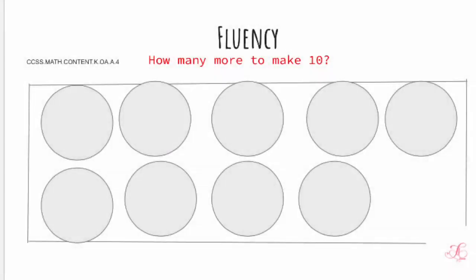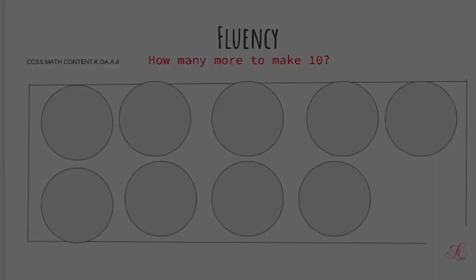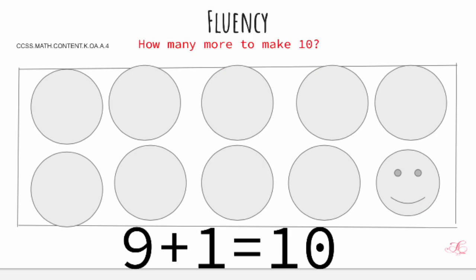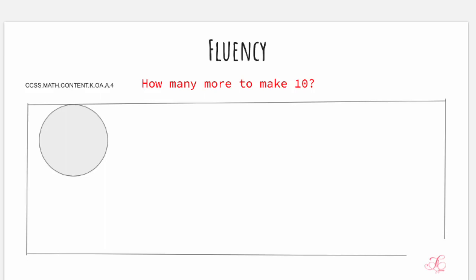Now we're going to find out how many more to make 10. I'll do the first one. I see it's 9. And 1 more fills up the 10 frame. What number sentence will I write? 9 plus 1 more equals 10. Now it's your turn. How many more to make 10? Remember, you have to fill up the frame.